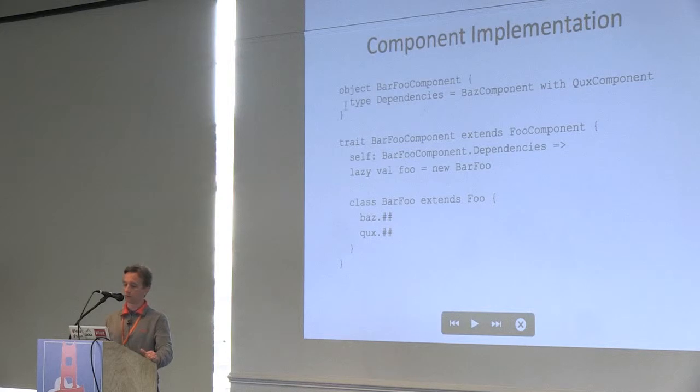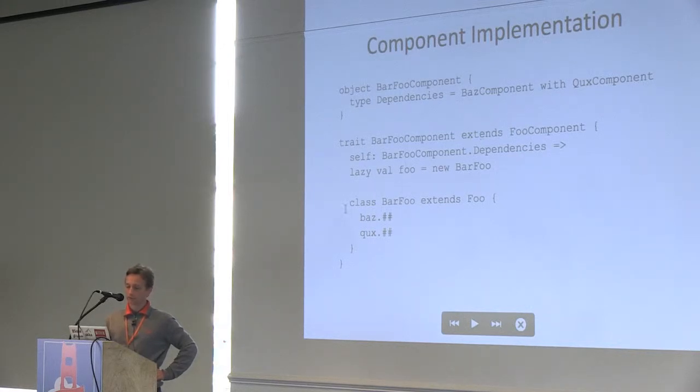So I've created a type alias called dependencies. So it's pretty clear what it is. This is the list of dependencies, so baz and quacks, or whatever it's called. And here I'm actually defining the bar foo component, which extends foo component. And then we have this notion of the self type here, and this is where we basically define the dependencies. So rather than list them all here, I've already defined them up here, so there's a connection there.